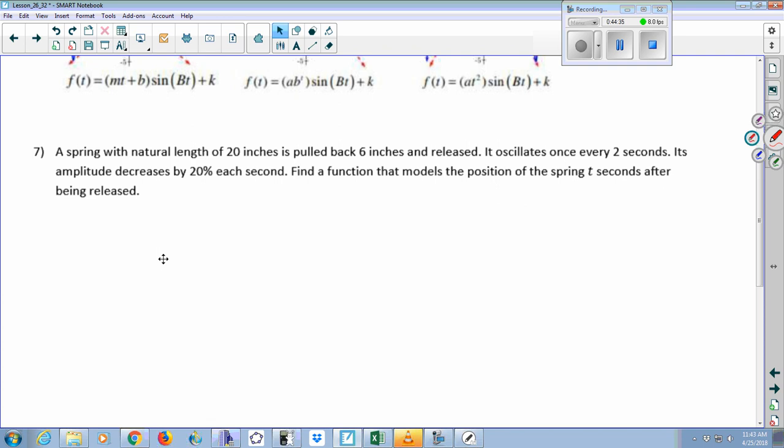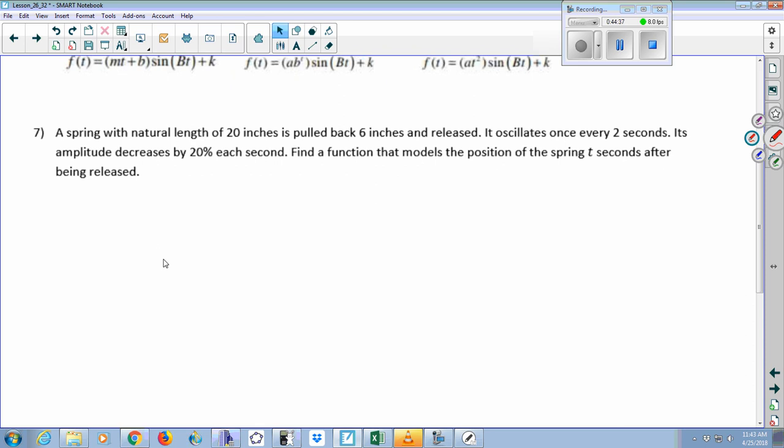A spring with a natural length of 20 inches is pulled back 6 inches and released. I think this one is also from your textbook. And I think here they're looking at a spring that's being pulled back from a wall. So the natural spring itself is 20 inches. It's being pulled back further from the wall, another 6. So at time t equals 0, your distance from the wall is 26 inches.